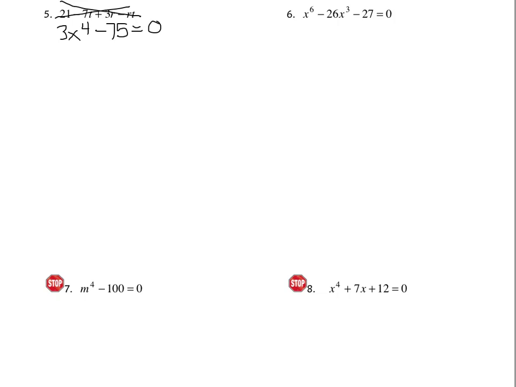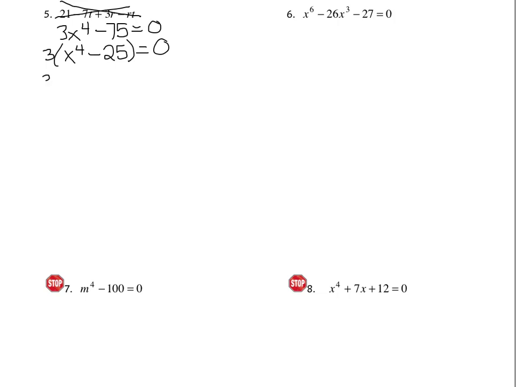This one is. Second step is look for a greatest common factor. And there is one here. It's 3. So we're going to factor out a 3, and then we're going to be left with x to the 4th minus 25. Hopefully you remember from the day 8 notes that x to the 4th minus 25, that's a difference of squares. It's not a cube.